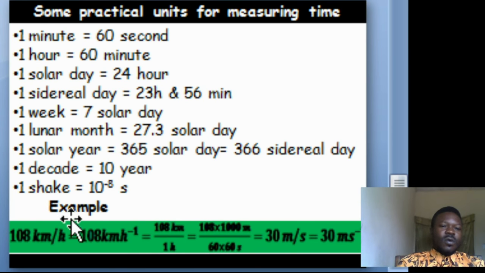Take for example, you have to convert 108 kilometer per hour to its appropriate unit, which is meter per second, meter for length and second for time. You write 108 kilometer over 1 hour. 108 times kilo, which is 1,000 meter, over 1 hour, which is 60 minutes times 60 seconds. If you convert that, you have 30 meter per second. So at the end of this lesson, you should be able to answer the questions that follow. Thank you very much.